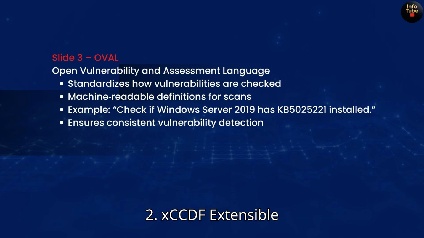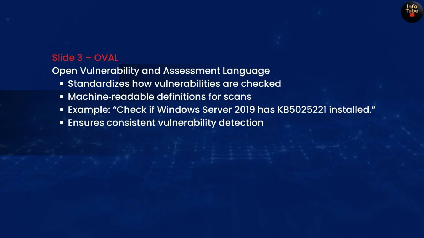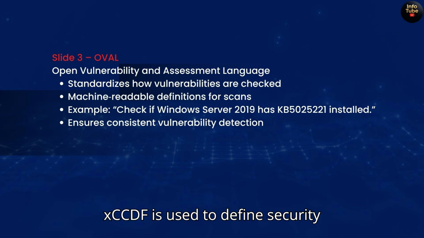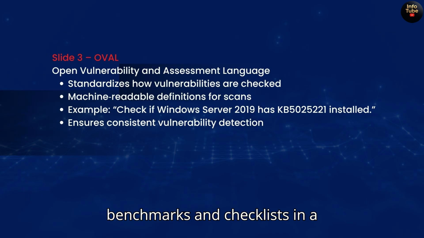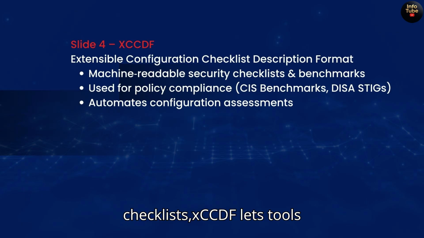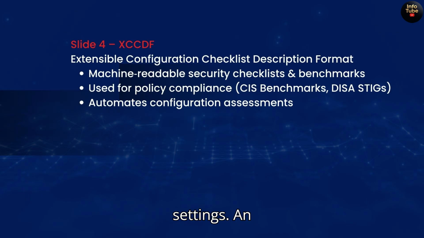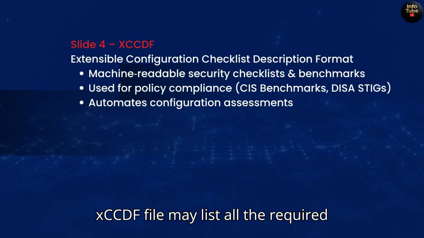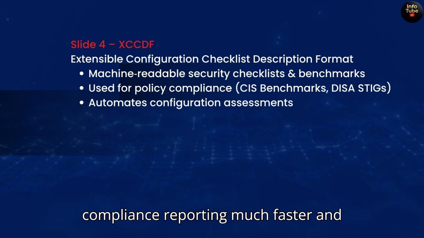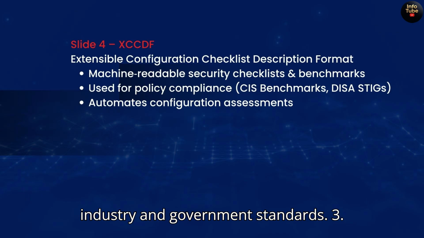2. XCCDF, Extensible Configuration Checklist Description Format. Next is XCCDF. Full form, Extensible Configuration Checklist Description Format. XCCDF is used to define security benchmarks and checklists in a machine-readable way. Instead of manually comparing your systems to compliance checklists, XCCDF lets tools automatically assess configuration settings. Example, an XCCDF file may list all the required configurations for a system to meet CIS benchmarks or DISA STIGs. This makes compliance reporting much faster and helps organizations stay aligned with industry and government standards.